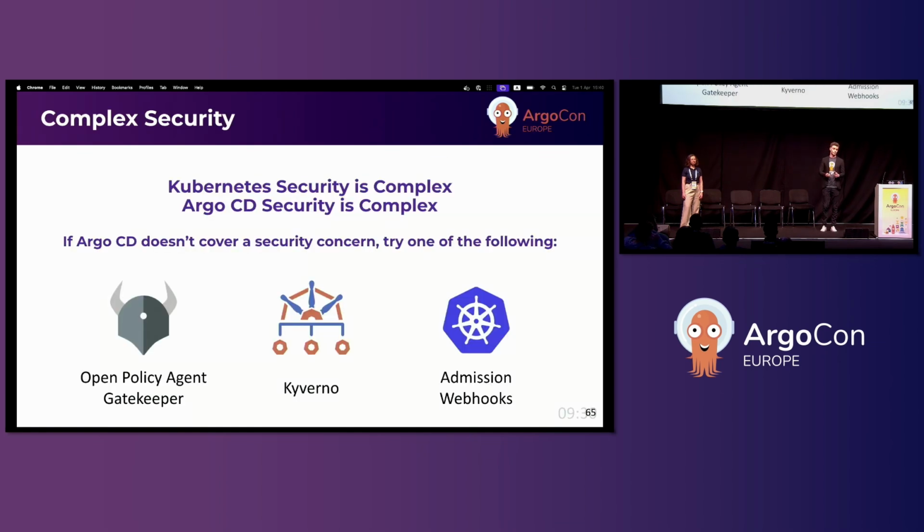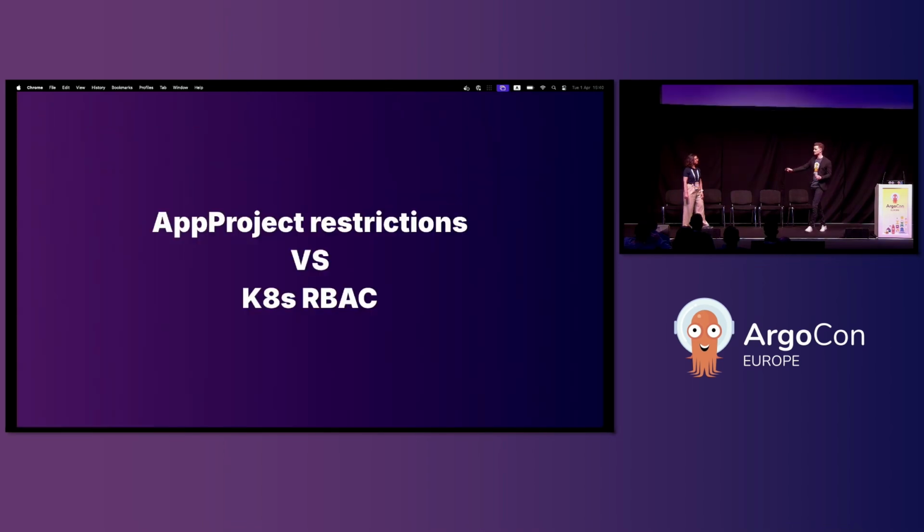And remember, as we know, Kubernetes security is complex, and thus Argo CD security is also very complex. And if Argo CD does not support whatever use case or security concern you have, check out some other projects, for example, OPA Gatekeeper, Kyverno, or create your own admission webhooks that fix whatever little thing you're trying to prevent. And with that said, handing over to Reggie.